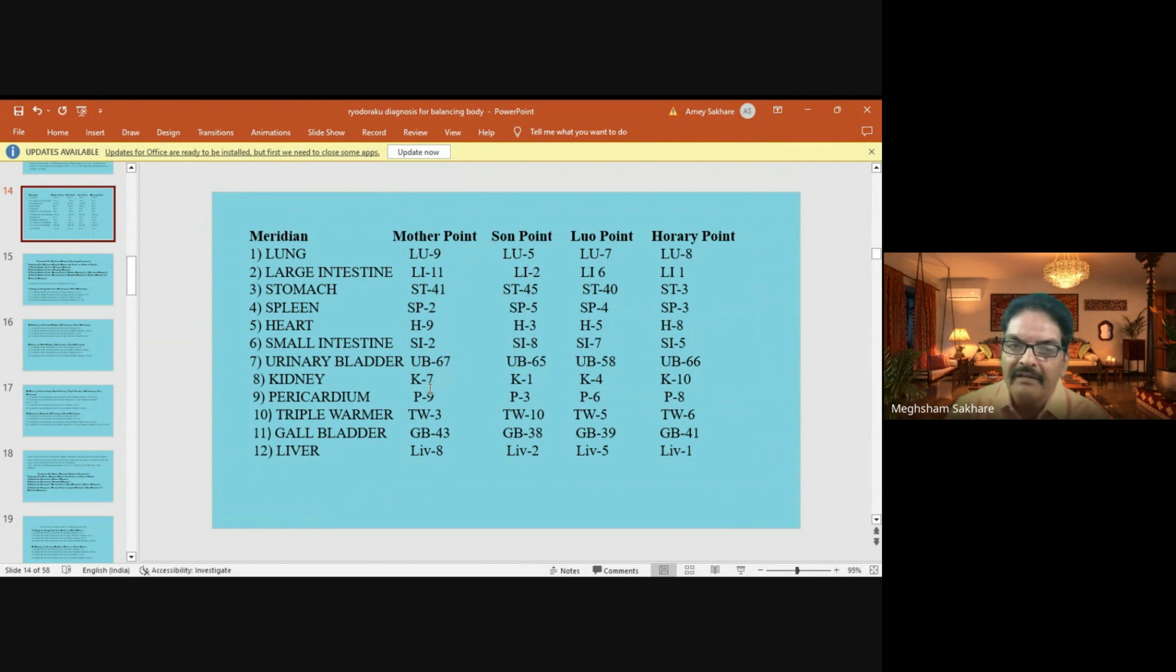Pericardium P9 is the mother point, that is the tonifying point. P7 is the sedation point, P3 is the sedation point. TW3 is the tonifying point, TW10 the sedation point. GB43 is the tonifying point, GB38 is the sedation point. Liver 8 is the mother point, that is the tonifying point, and Liver 2 is the sedation point.